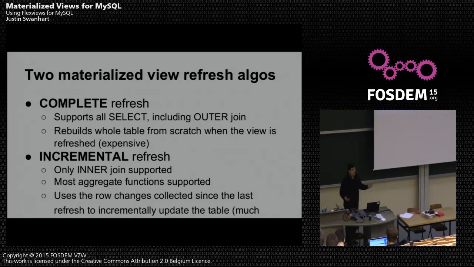Incremental is, as the name implies, incremental. It just applies the changes that have happened since the last time the view was refreshed. Now, it only supports inner joins, but if you're aggregating something like a star schema, you're not going to be doing outer joins anyway. It supports most aggregate functions. The only aggregate function that's not fully supported is group concat. And if there was demand for that, I'm sure I could put it in. It uses the row changes that have been collected since the last time the view was refreshed, right? So it's an incremental refresh.